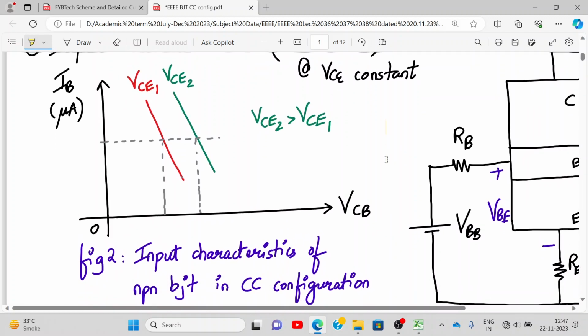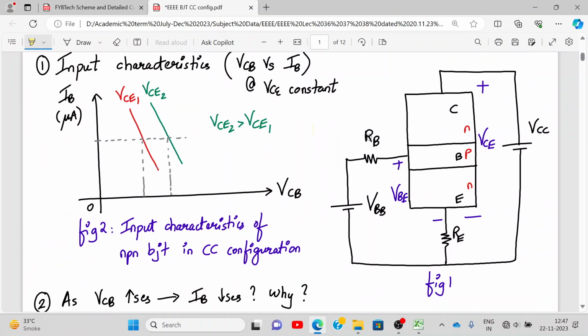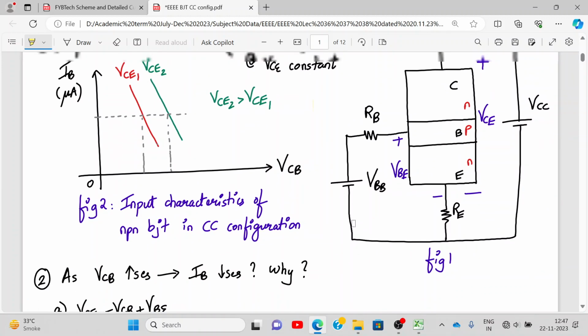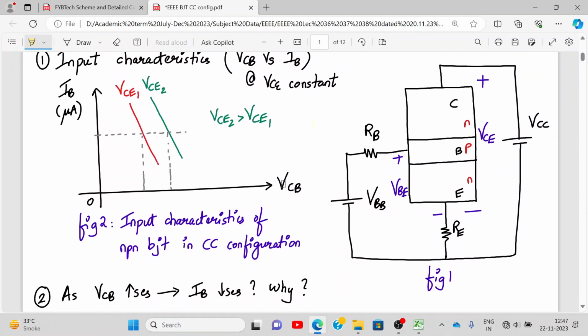Now I have to explain to you why the nature of the graph is like this. Drawn this? This is the same circuit which I have drawn over here in a vertical manner. Now the question is, as we increase the value of VCB on the x-axis, your IB reduces. As we increase VCB, IB is going down. Why does IB reduce? That is what we have to explain. Remember, we have kept VCE constant.